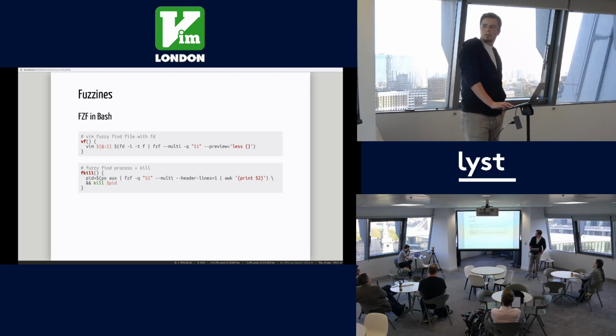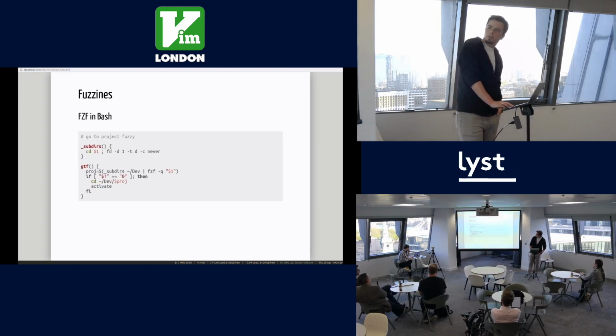fkill for killing processes, with fuzzy searching using the process name, or GTF. This is my favorite one. This is a bit shortened version of the function, but I keep all my projects in the dev directory, so I can type GTF and just part of the project name and jump to it directly.